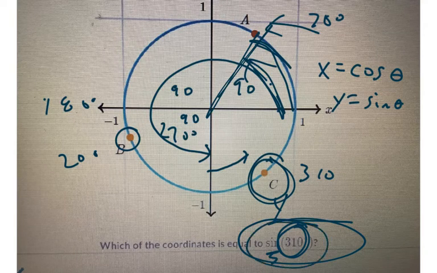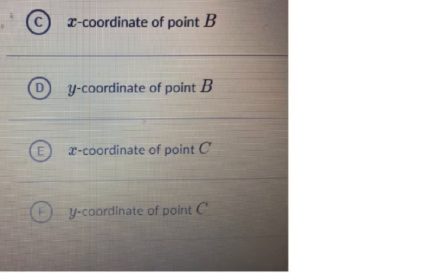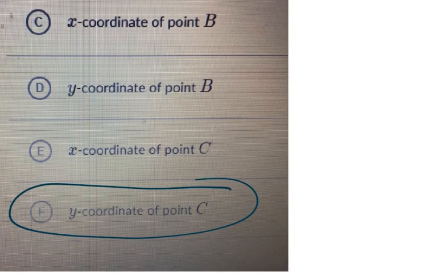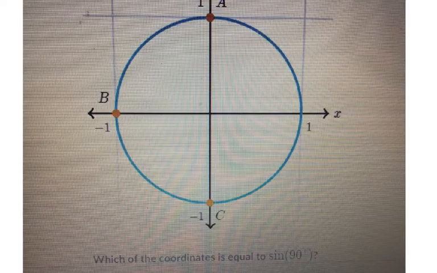They want the Y for C. So that's why you're going to go to your choices, and you're going to pick the Y coordinate of C. That's what the sine of 310 degrees is going to be. So X is cosine, Y is sine. That's what you're going to memorize and try to understand. All right, let's try another one.